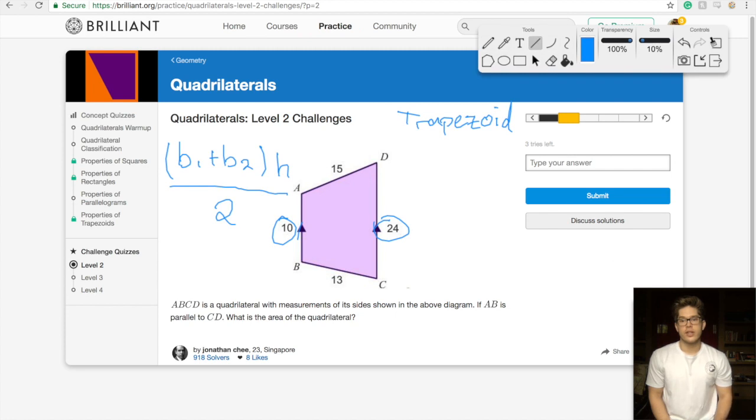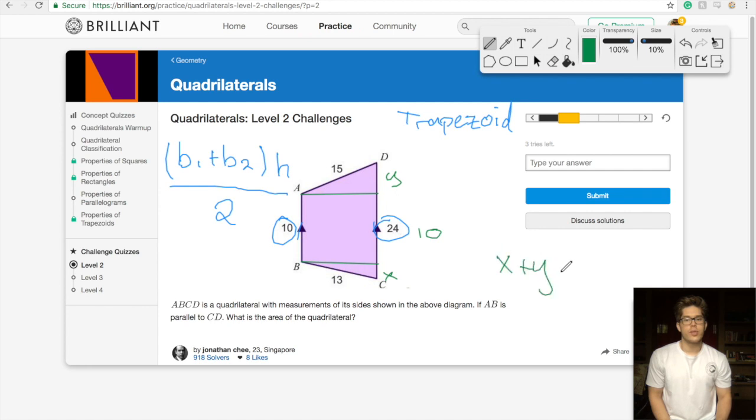Alright, let me change colors here. So I'm going to drop down a line from our base 1 to our base 2 on both of these sides. And we know the middle segment is a length of 10. But we don't know this segment, we'll call it x, and we don't know this part, y. But we do know that x plus y must equal 14. And we could probably make a system of equations now and solve this problem.